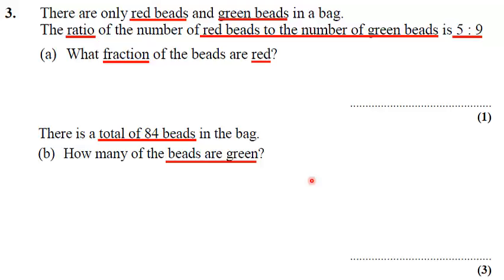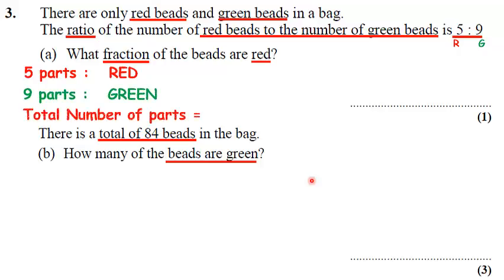But let's think about exactly what they're telling us in the question. There are only red beads and green beads in the bag. They've told us the ratio of red to green. Okay, so red first. So that 5 stands for red beads. The 9 stands for green beads. So the ratio of red to green beads is 5 to 9. That means there are 5 parts red to 9 parts green.